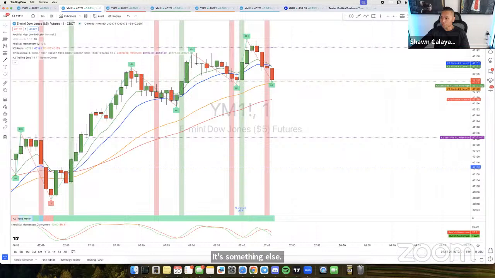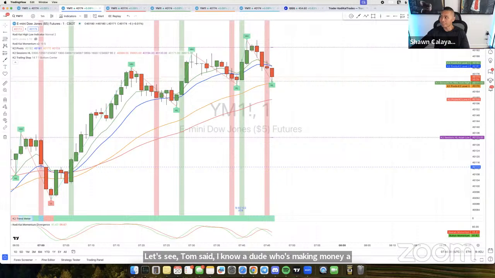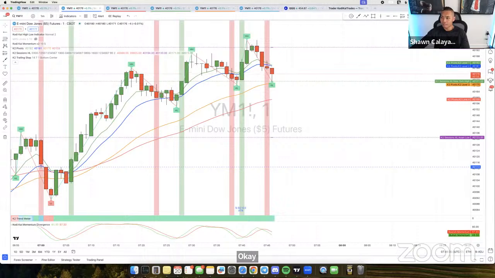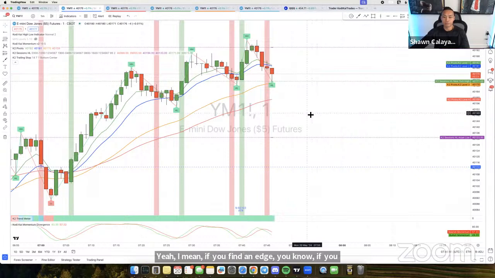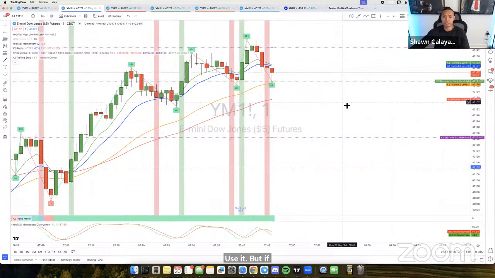Let's see. Tom said, I know a dude who's making a lot of money, mostly based on Mercury retrograde. Whatever works, I guess. Yeah, if you could find an edge in the market, whatever it may be, use it. But if you think you found an edge and it doesn't actually work, don't share it.